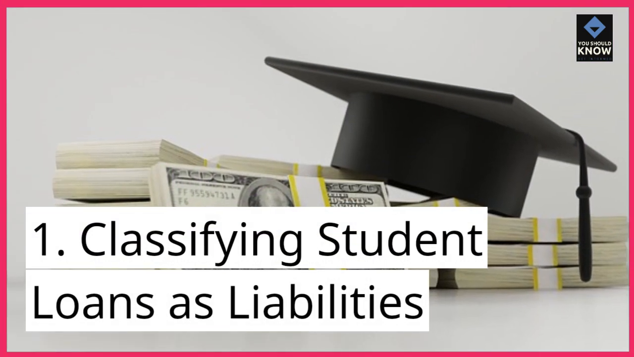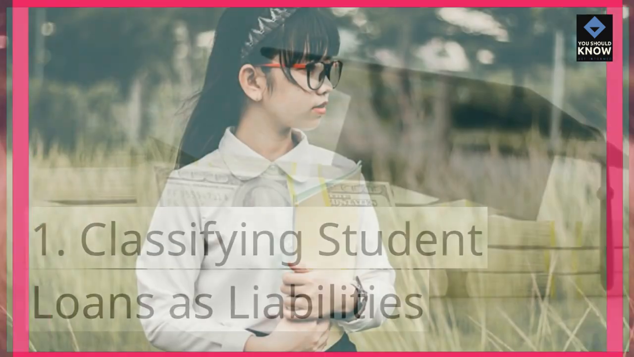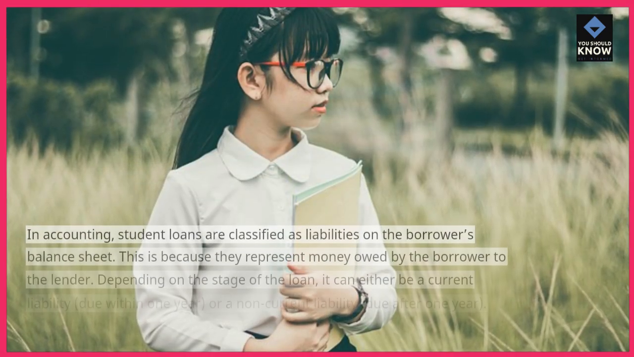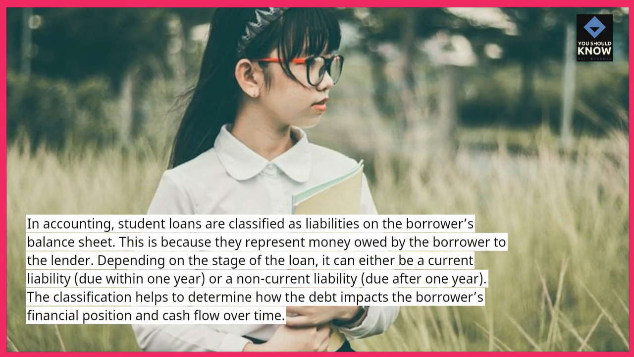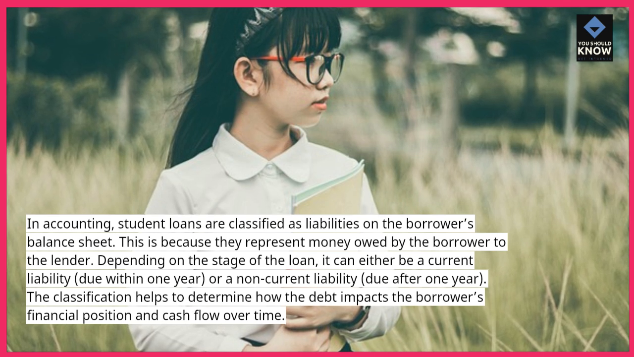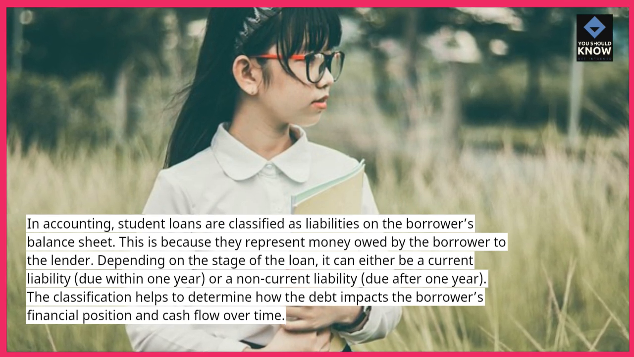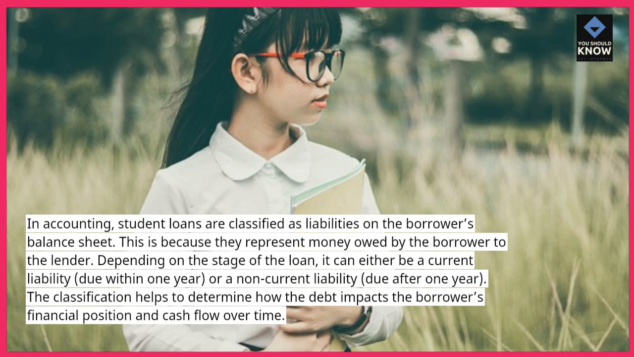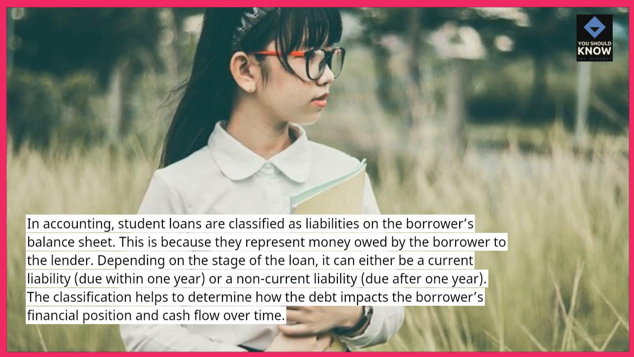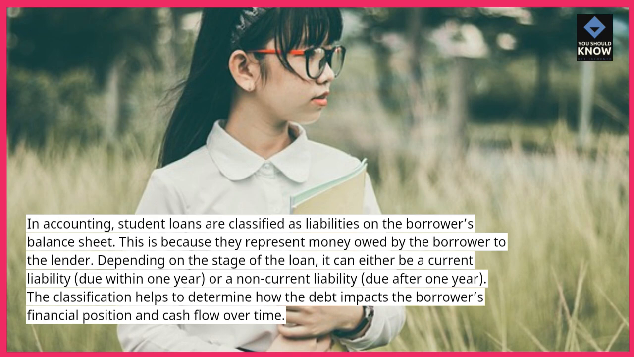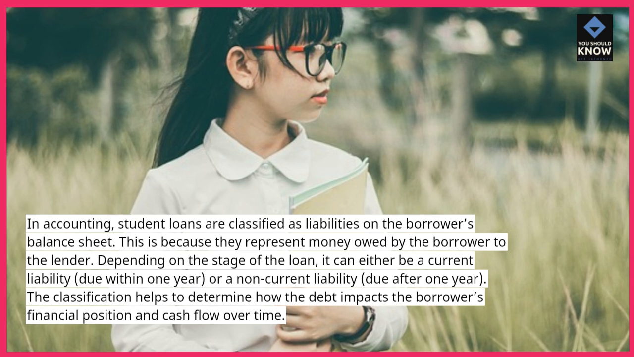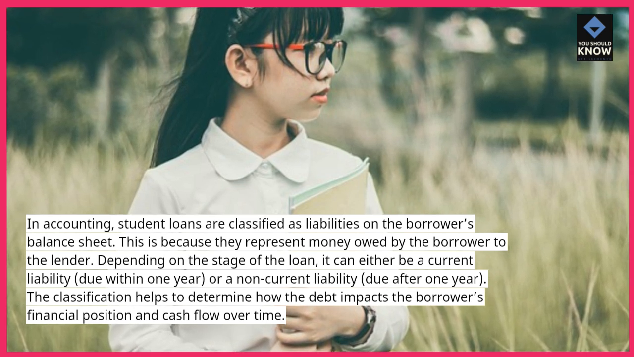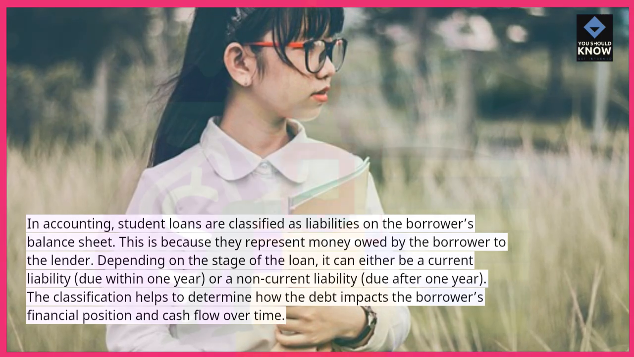1. Classifying student loans as liabilities. In accounting, student loans are classified as liabilities on the borrower's balance sheet. This is because they represent money owed by the borrower to the lender. Depending on the stage of the loan, it can either be a current liability, due within 1 year, or a non-current liability, due after 1 year. The classification helps to determine how the debt impacts the borrower's financial position and cash flow over time.